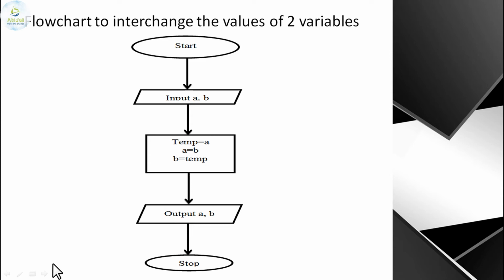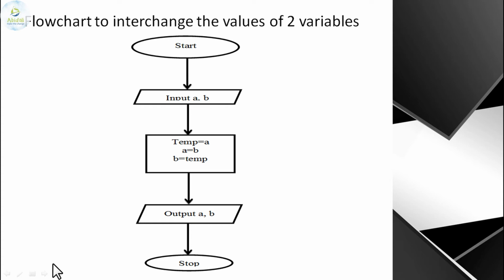The next thing we are going to discuss is interchanging 2 values. Suppose A has one value and B has another value. Let us consider an example: A is equal to 5 and B is equal to 10. Swapping or interchanging is nothing but whatever the value of B is should be given to A, and whatever the value of A is should be given to B.